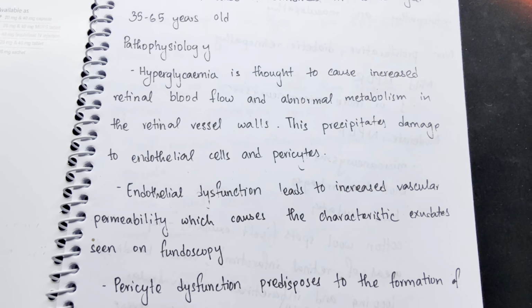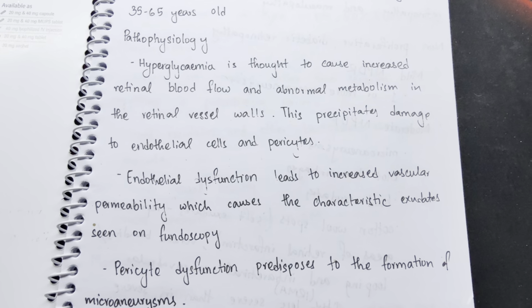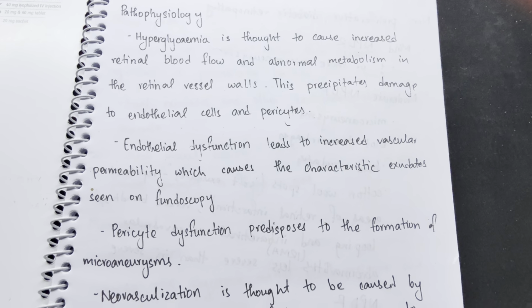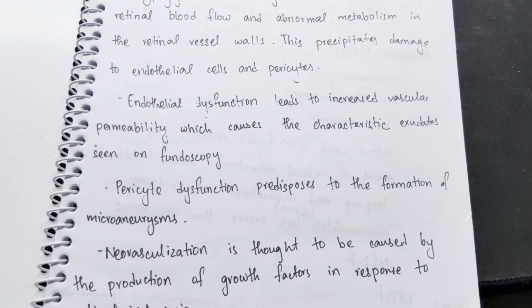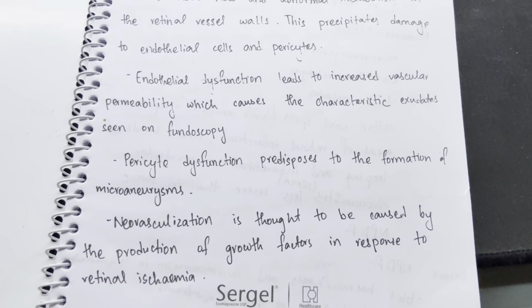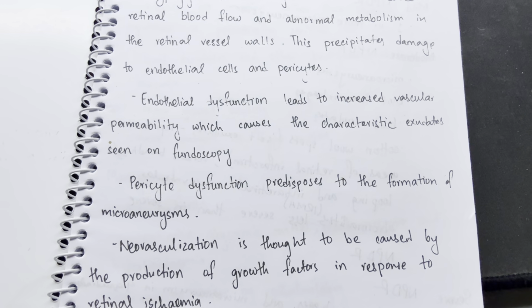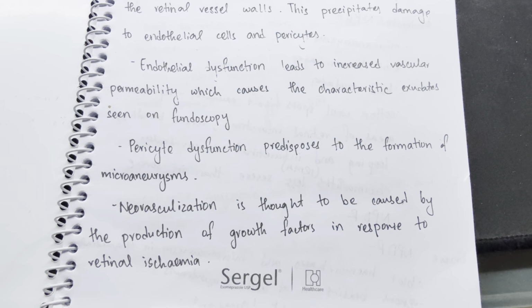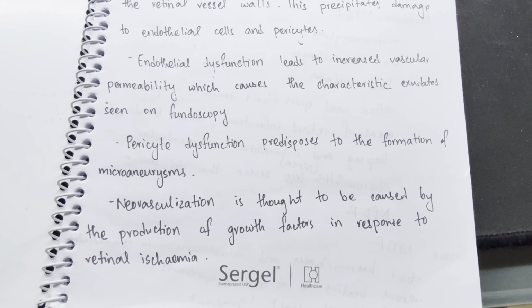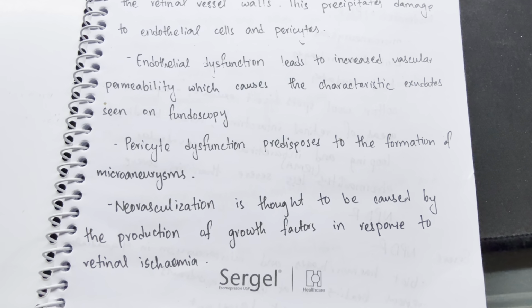This precipitates damage to the endothelial cells and pericytes. Endothelial dysfunction leads to increased vascular permeability, which causes the characteristic exudates which is seen on fundoscopy. And pericyte dysfunction predisposes to the formation of microaneurysms. Neovascularization is thought to be caused by the production of growth factors in response to retinal ischemia.